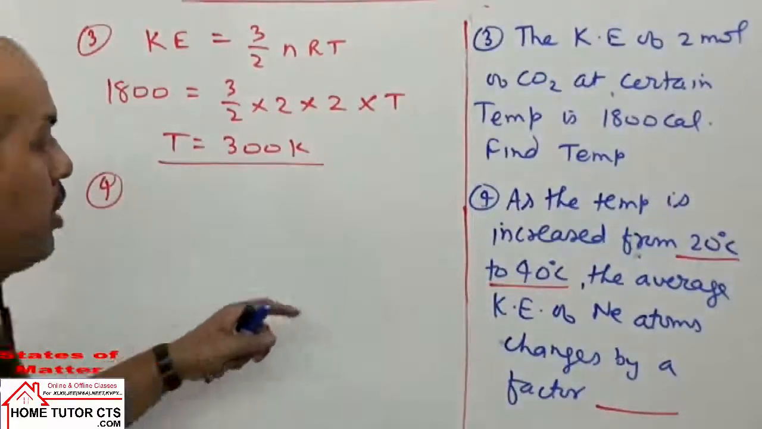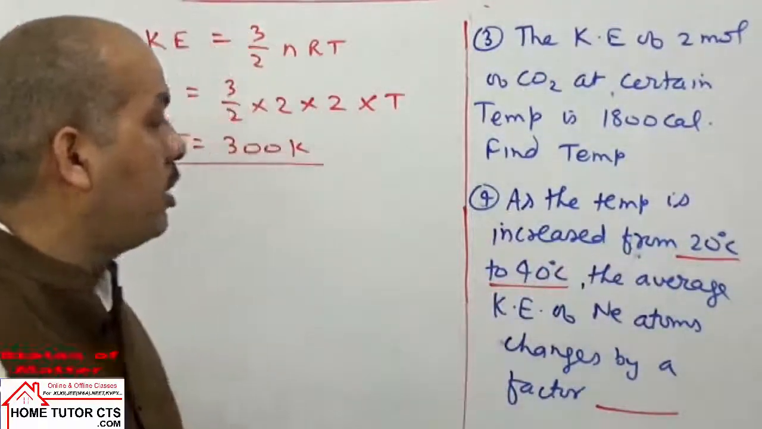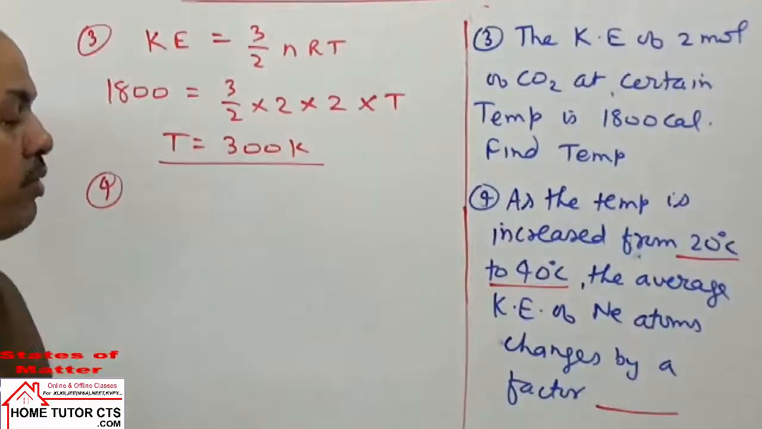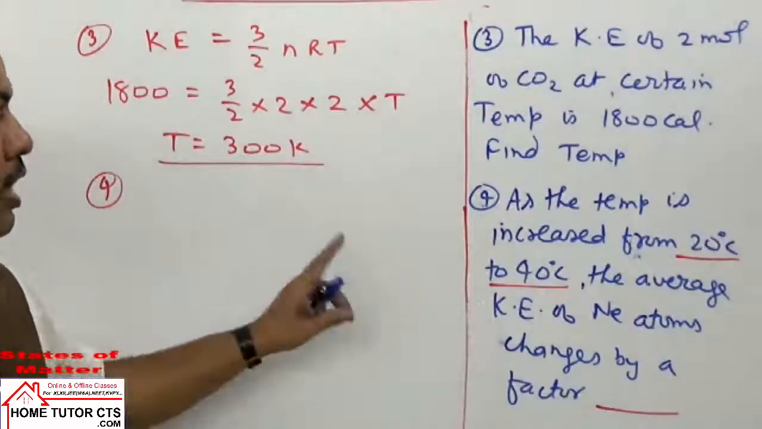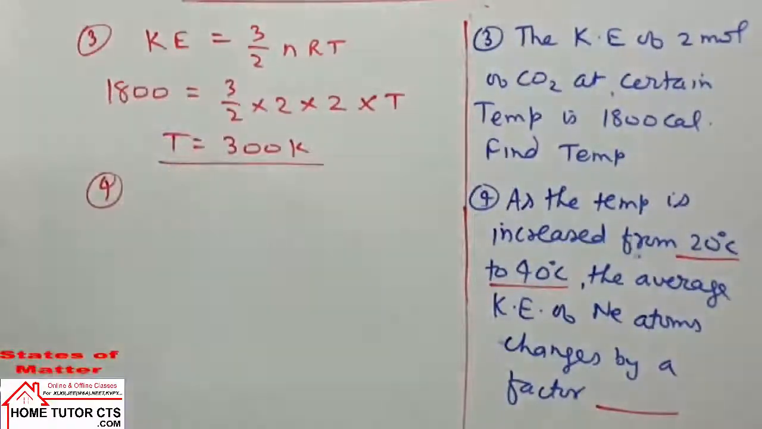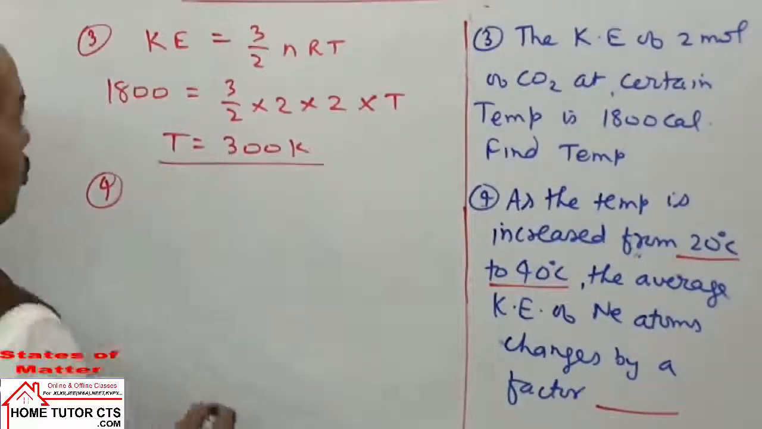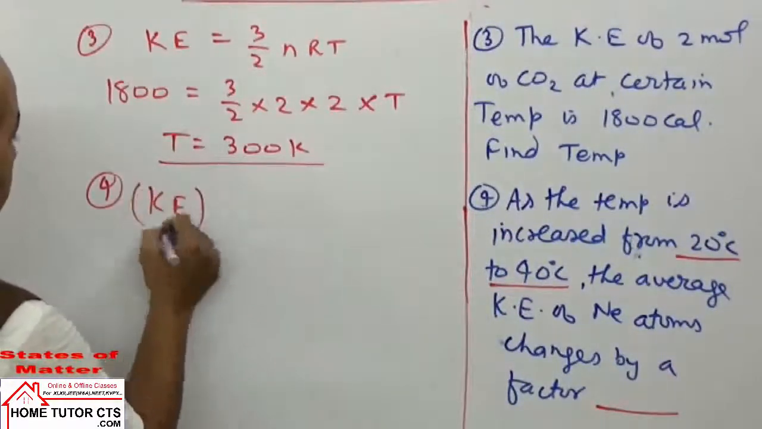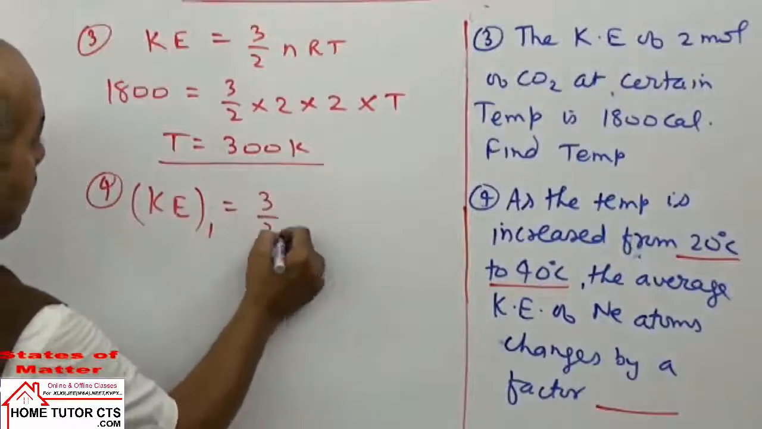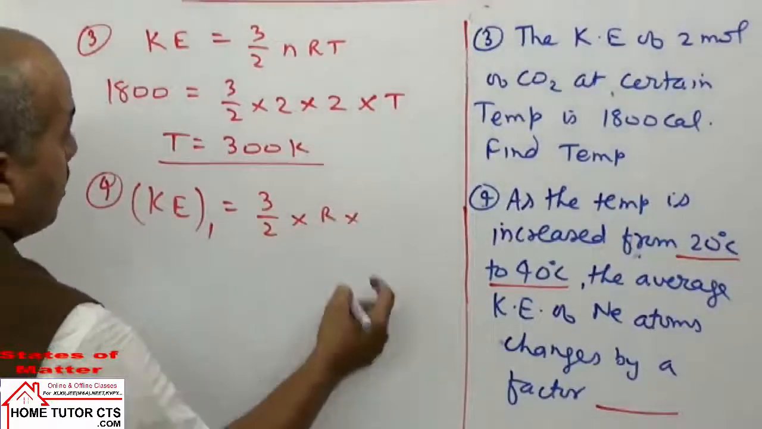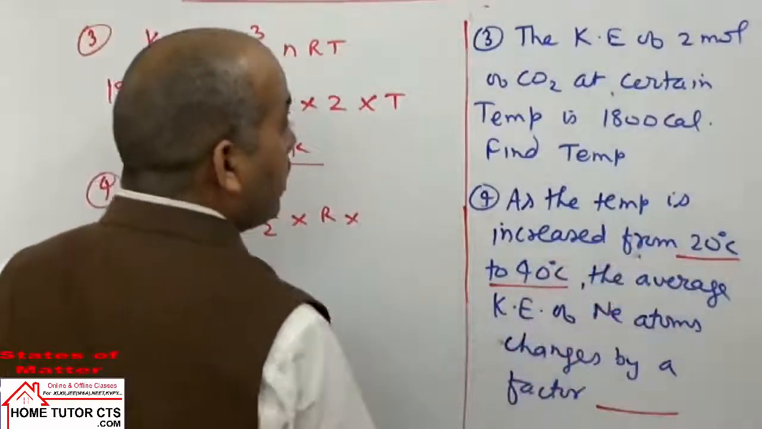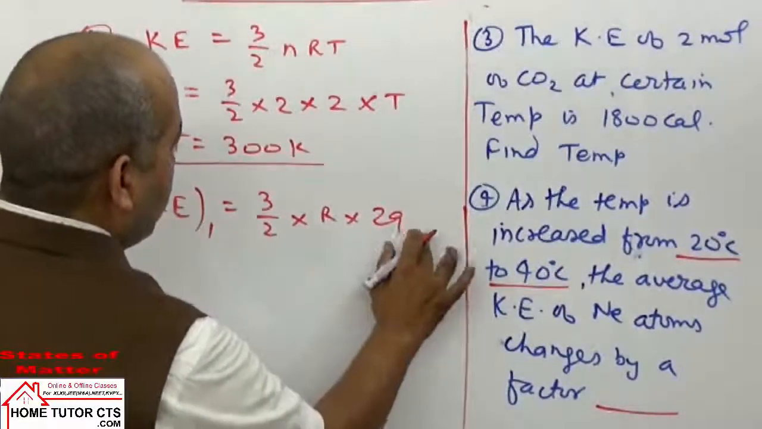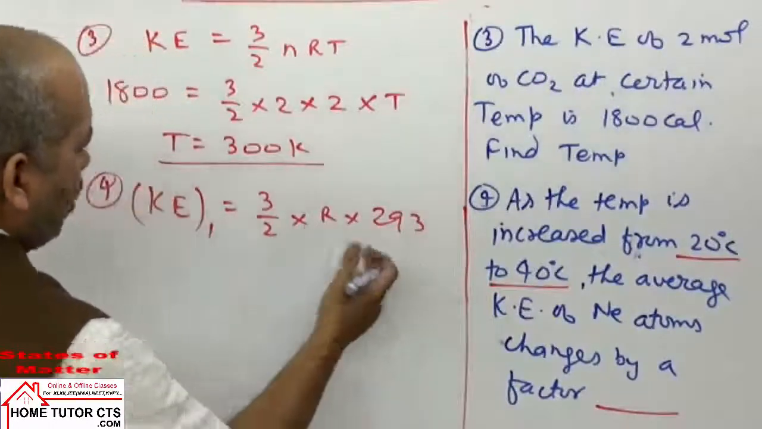So as the temperature is increased from 20 to 40 degrees Celsius, the average kinetic energy of neon atom changes by a factor of, to do this, what equation will you take? Same equation. Average means per mole. So what happened in the first case? What is kinetic energy? 3/2 RT. We have how much temperature initially? 20 degrees Celsius, meaning 293 Kelvin. In a ratio, no need of putting the values.